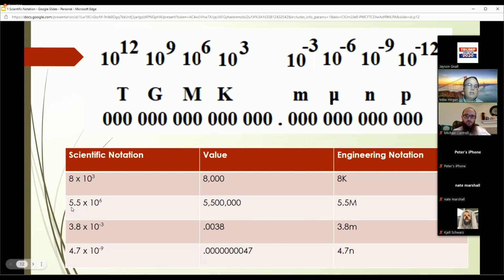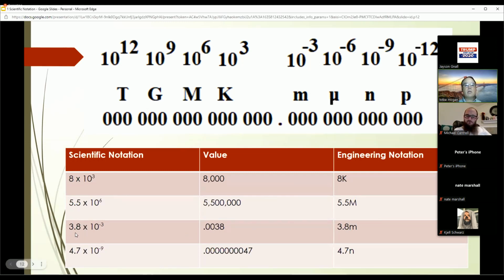Scientific notation, 5.5 times 10 to the 6th. We know this is a number that is much bigger than 1. I'm going to move this decimal place 6 places, which is going to give me 5, 5, and 5 zeros, or 5,500,000. But also know that this times 10 to the 6th is mega. So 5.5 meg, right? 5.5 mega.